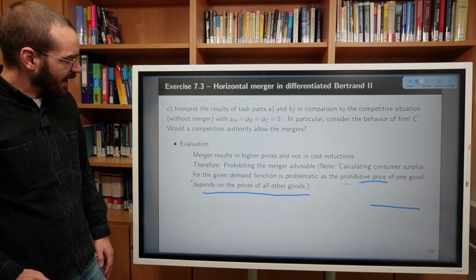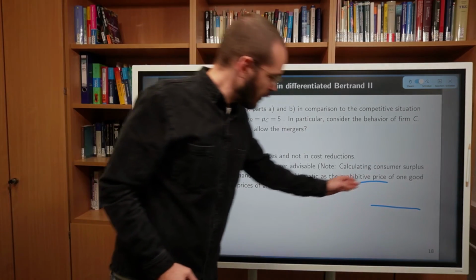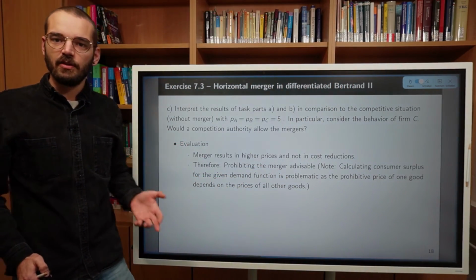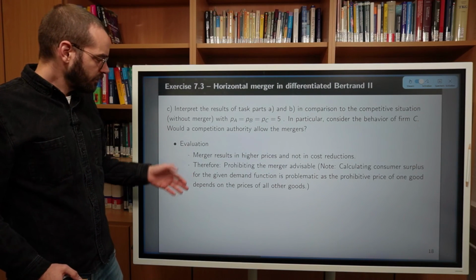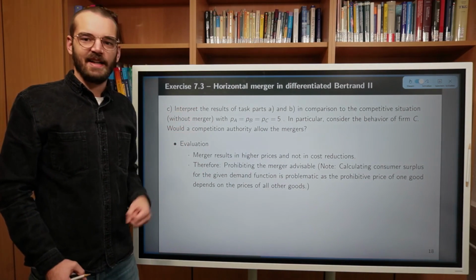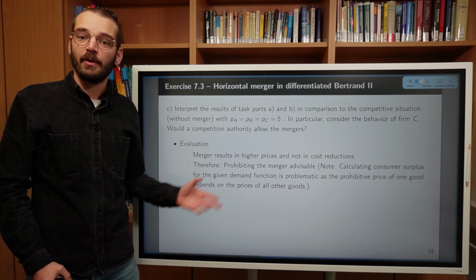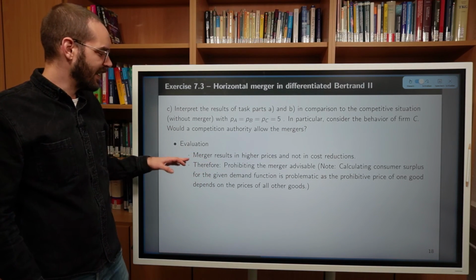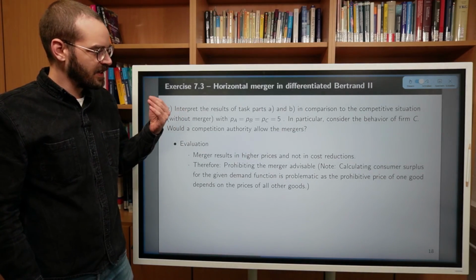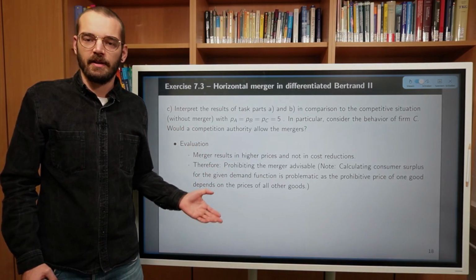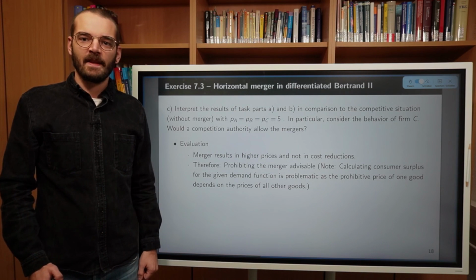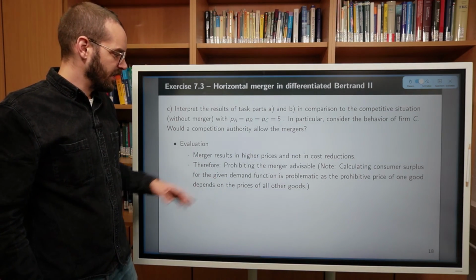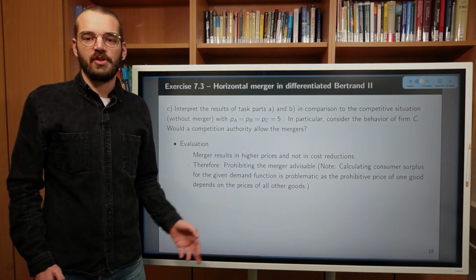So relying on the total welfare standard as well as the consumer welfare standard, of course, is not an option in this case. However, this exercise is luckily making the world terribly easy, and it is sufficient to realize that prices increase and costs do not decrease at all. So it's easy to argue that in this case, the prohibition of this merger would be advisable.